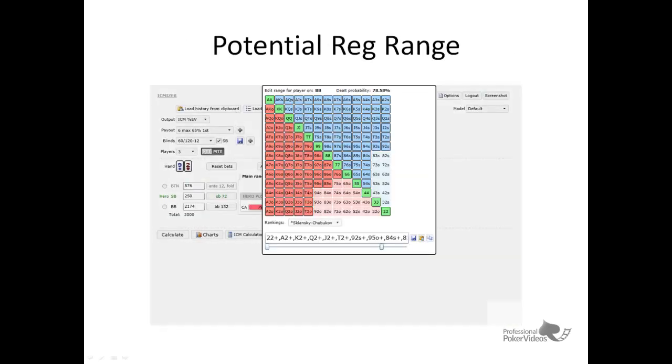And I just gave an example of what kind of range the reg might call with. I didn't make him fold 10-8, but I made him fold, for example, 9-4 off, or worse hands than that. So still folding over 1 in 5 times with that range.